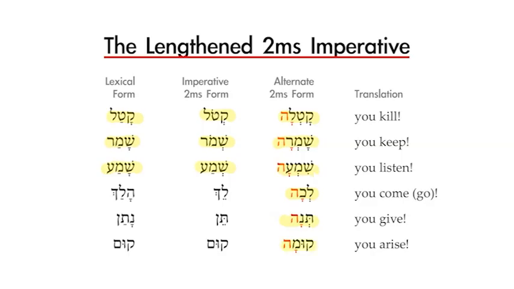The difference in meaning between the regular imperative 2ms and the lengthened imperative 2ms is disputed. For now, you can simply translate them both the same. We now come to negating the imperative. In chapter 13, you learned that we negated the perfect with lo, and then in chapter 15, we considered negating the imperfect with lo or al. What about the imperative? Here it is.